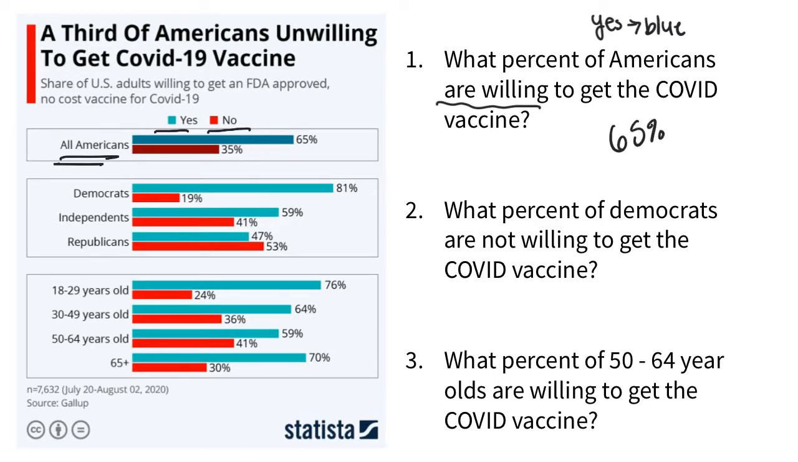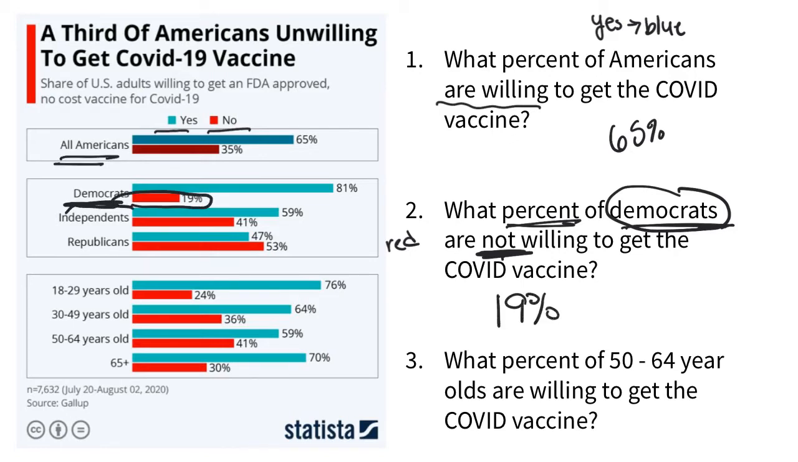Wonderful. The next question says, what percent of Democrats are not willing to get the vaccine? Well, I know since I see the word not, that means the word no. So I'm going to be looking for the red bar. Next, I know I'm going to be looking for Democrats. So here I found Democrats, and I need to look at this red bar, which is 19%. So 19% of Democrats are not willing to get the COVID-19 vaccine.